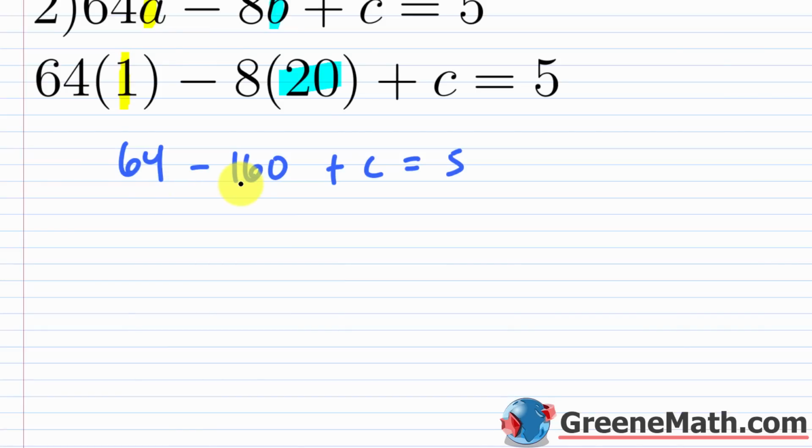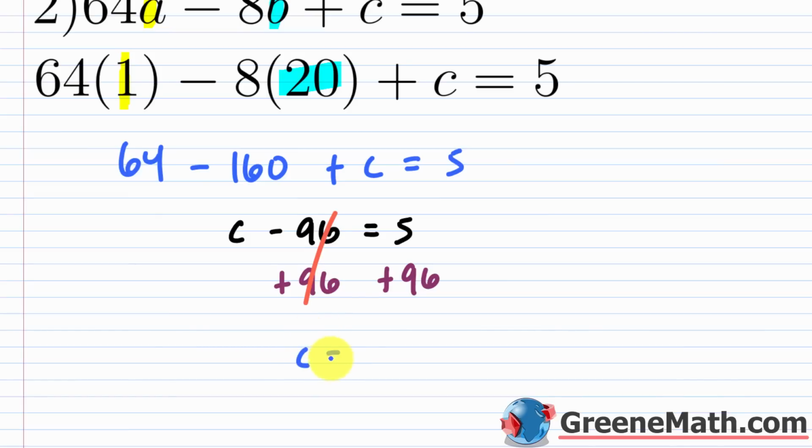All right, so 64 minus 160, that's going to be negative 96. So let's write c minus 96 is equal to 5. Let's add 96 to both sides of the equation. This cancels. You're going to end up with c is equal to 5 plus 96, that's going to be 101. So that's your value for c.